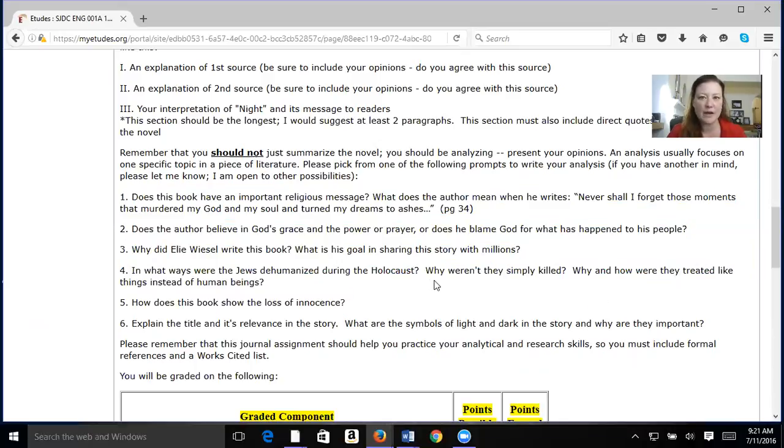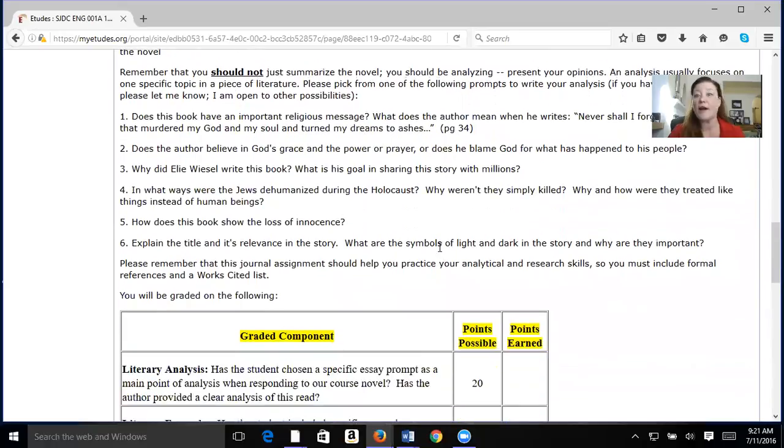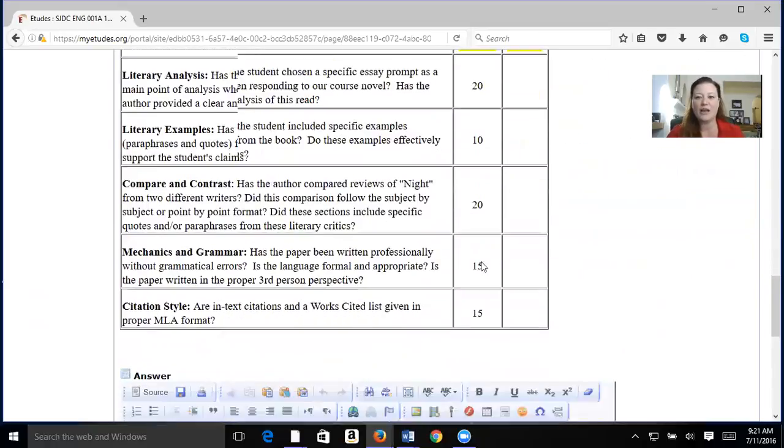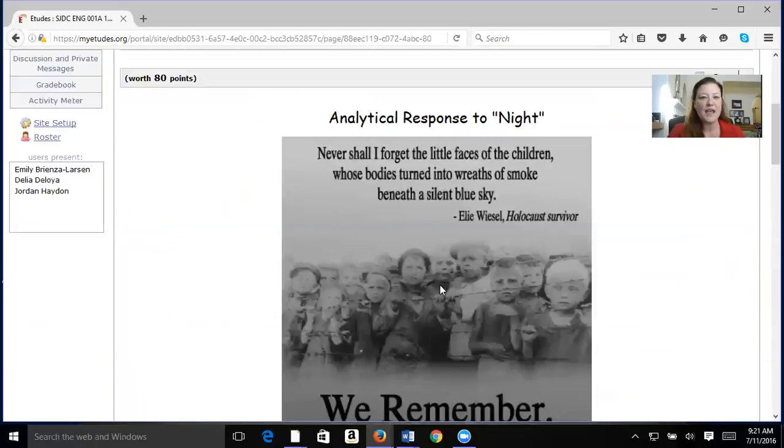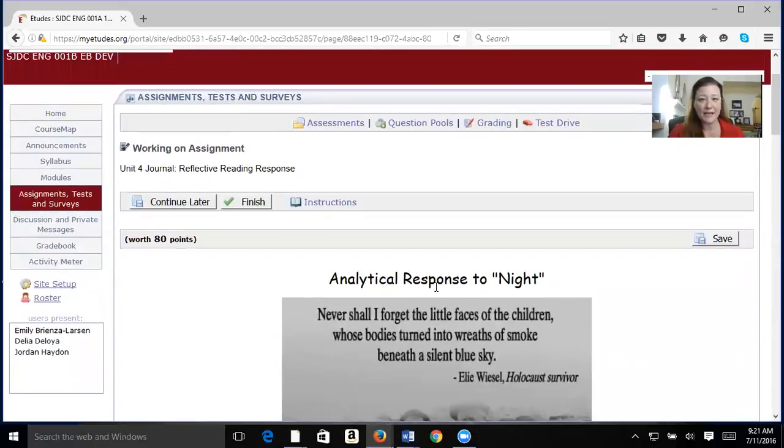If you have something else in mind, let me know. But again, this needs to be given to me by Friday. So you will be graded here based on this rubric, worth 80 points, which is almost as much as some of our essays. So it is an important part of your grade. And then by Sunday, you are completing a peer review. So we don't have anything physically turned in this week except for the journal.